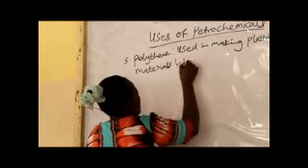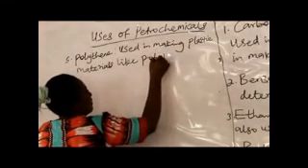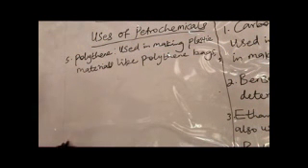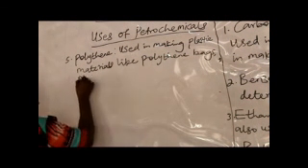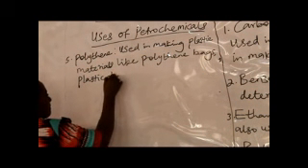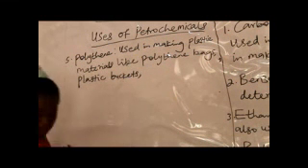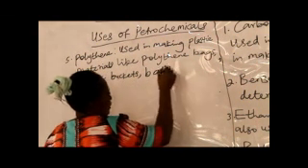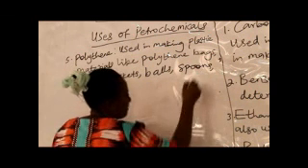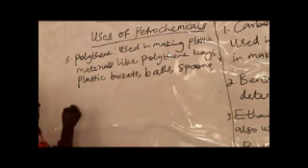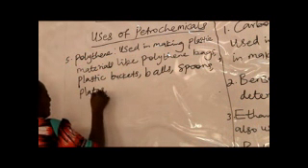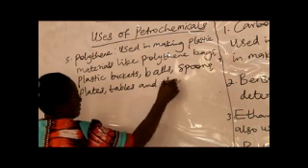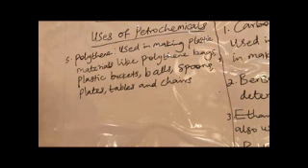polythene bags, plastic buckets, bowls, plastic spoons, plates, cables and shears. That's the plastic ones.